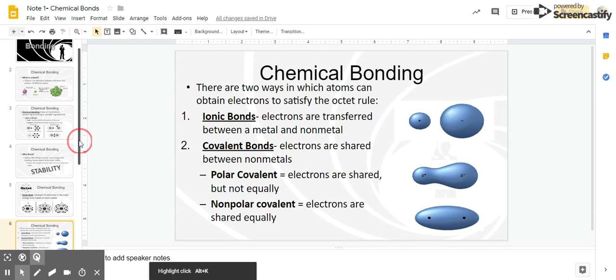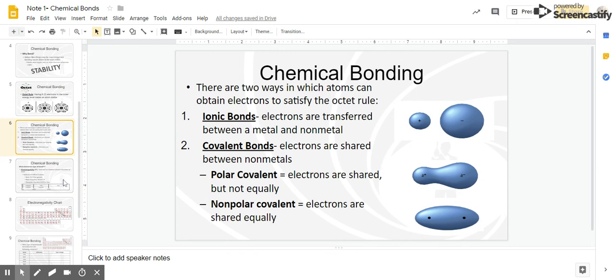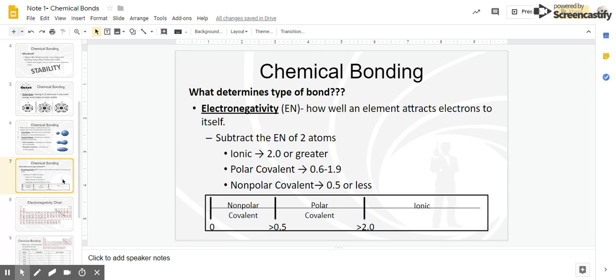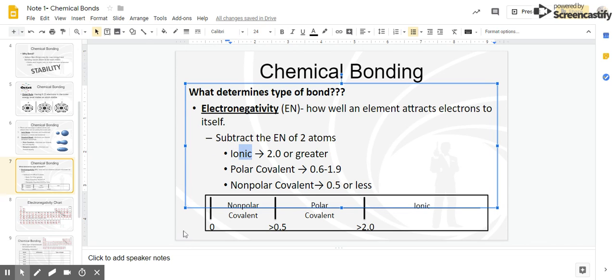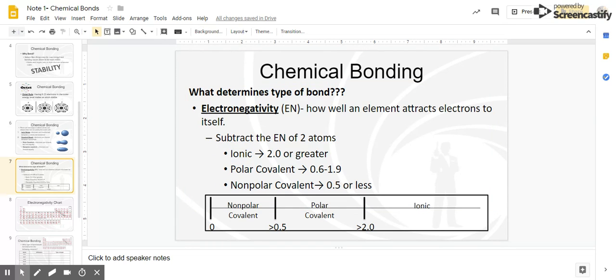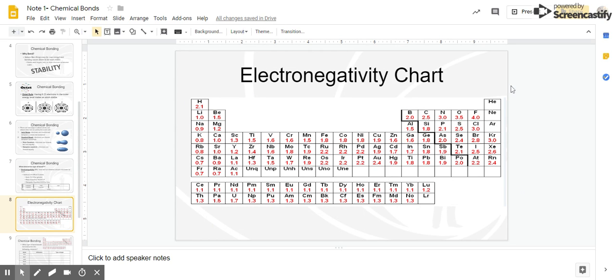So how do we know, just by looking at two atoms, what type of bond they'll form? We calculate something called an electronegativity difference. An electronegativity value tells us how well an element can attract electrons to itself. If we subtract the two values and we get a number that's 2 or greater, then it will be an ionic compound. If we get a number that's between 0.6 and 1.9, that makes it polar covalent. And if we get something 0.5 or less, that makes it a nonpolar covalent molecule. So where do we find these values? You should have a little periodic table with these values listed on it.